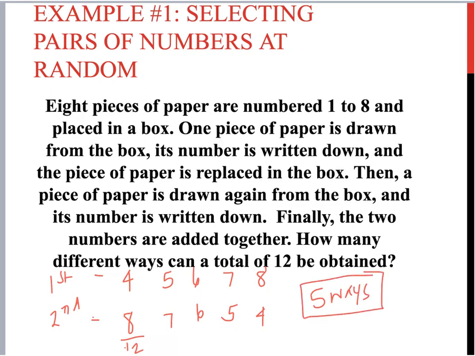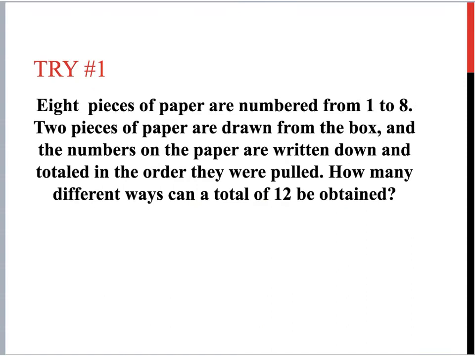All right, let's take a look at our next example. Our try says a very similar situation. It says 8 pieces of paper are numbered from 1 to 8. 2 pieces of paper are drawn from the box, and the numbers on the paper are written down and totaled in the order they were pulled. How many different ways can a total be obtained?